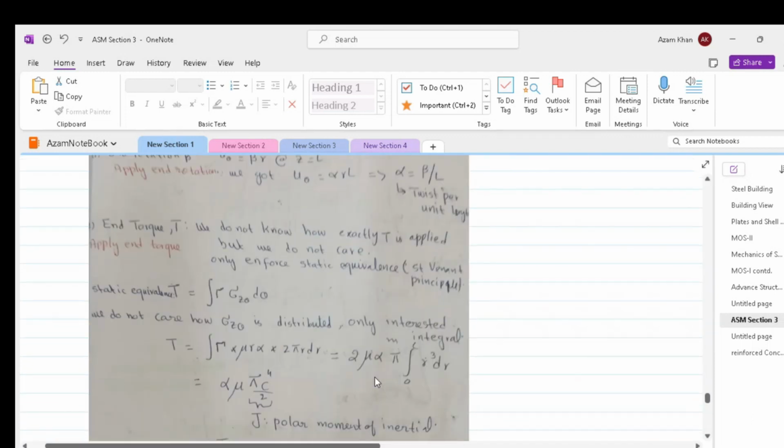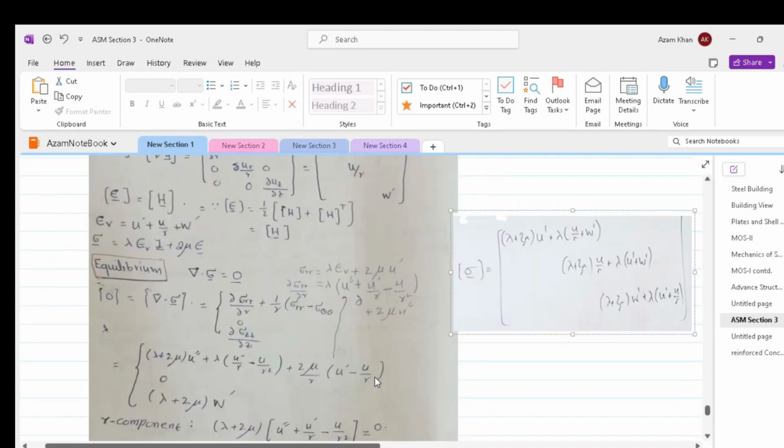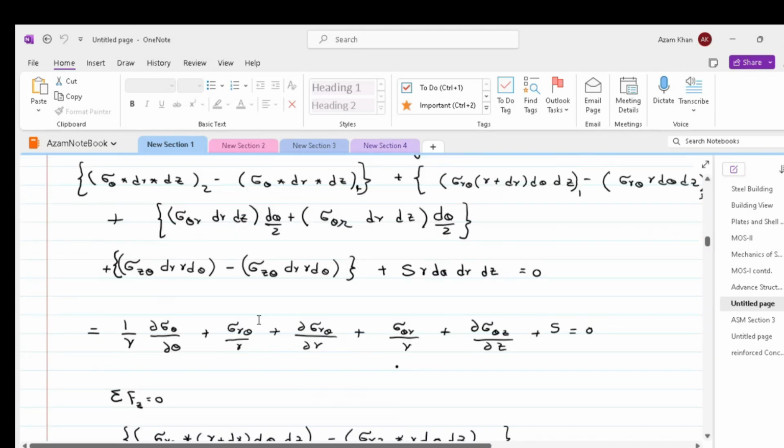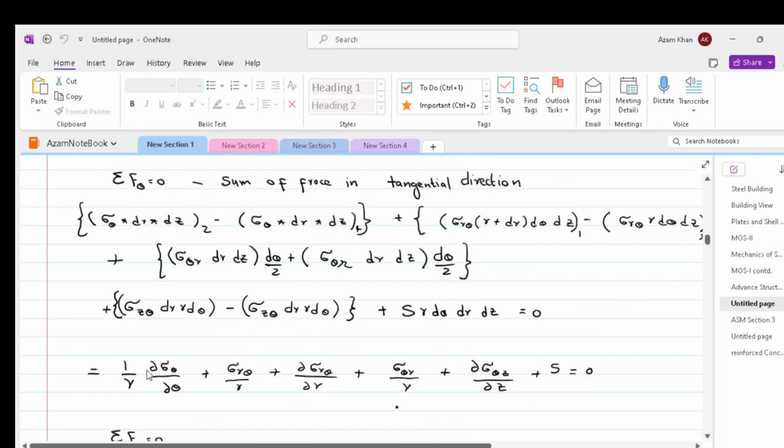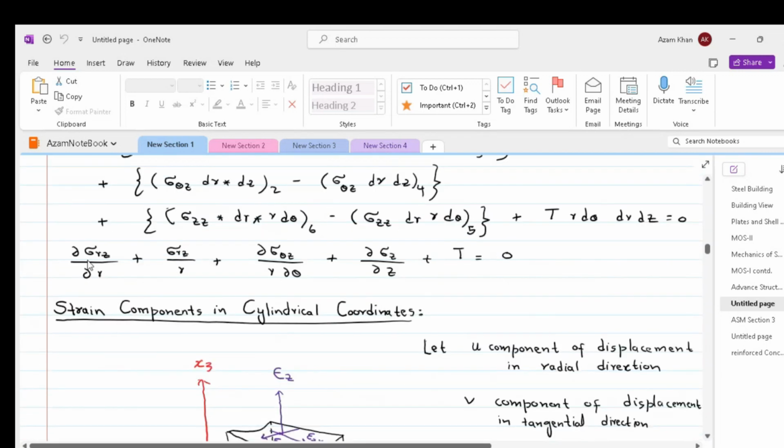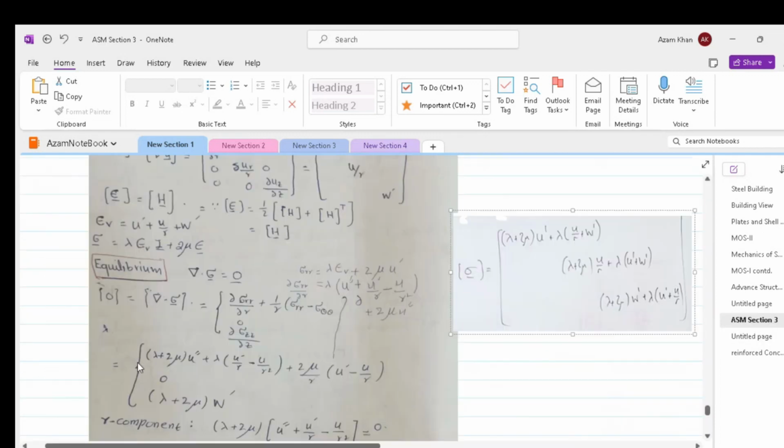After this, we'll plug the values into the equilibrium equations. So we derived three equilibrium equations. Plugging values in these three equations, we get (lambda plus 2 mu) u double prime plus lambda (u prime by r minus u by r square) plus 2 mu by r (u prime minus u by r). The second equation will come out to be 0, and the third equation will come out to be (lambda plus 2 mu) times w prime.